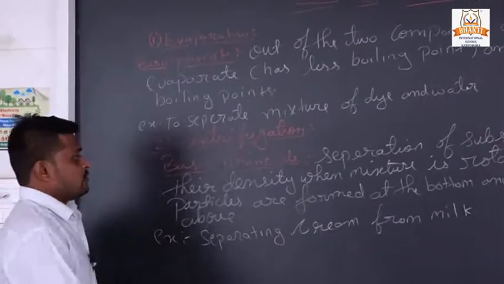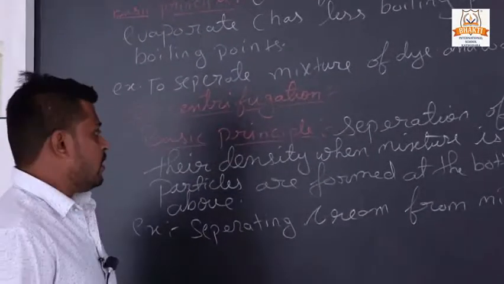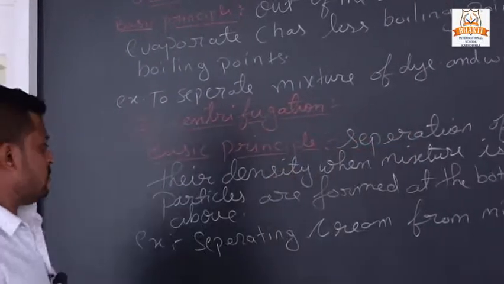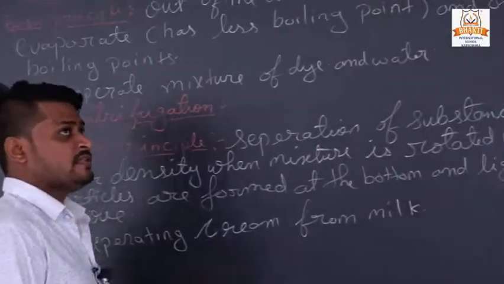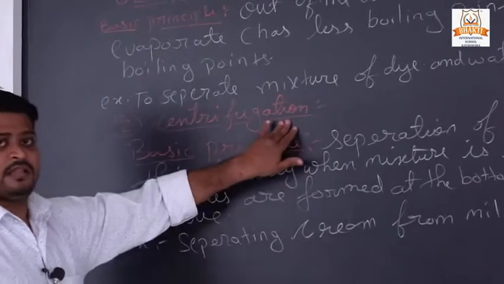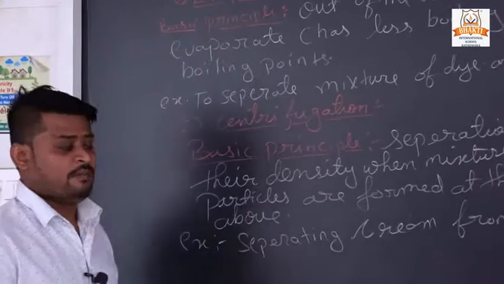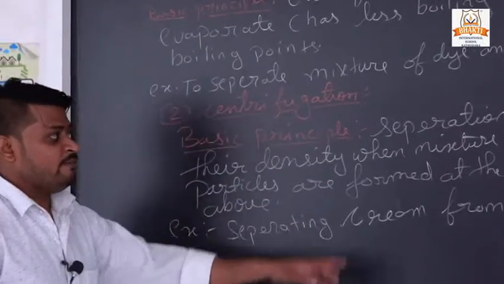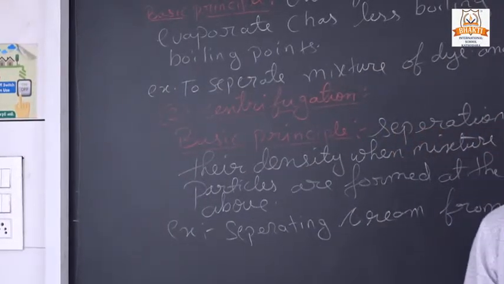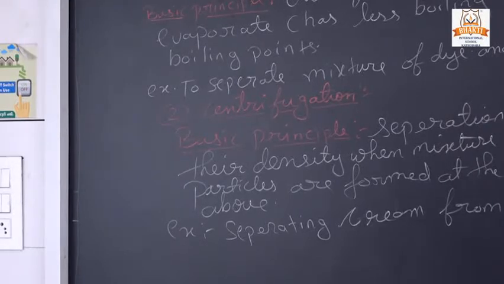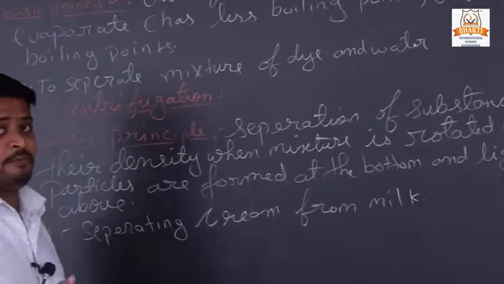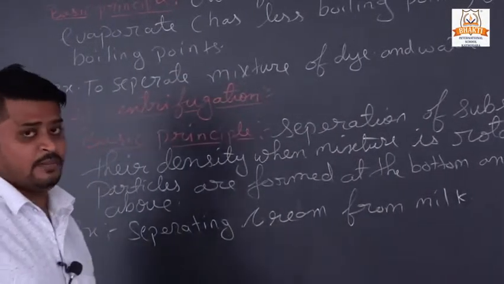So our second method was centrifugation. The basic principle of centrifugation is the separation of substances on the basis of their densities. Means if we are separating a solution with the centrifugation method, it is on the basis of their densities, when the mixture is rotated very fast. If we take milk and want to take out cream from the milk, then we have to rotate the milk very fast.